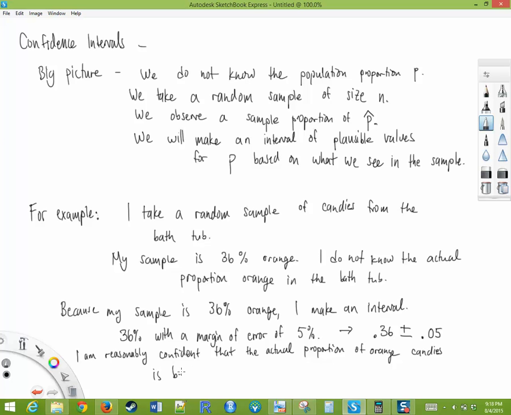is between... so what's 36% minus 5%, in percentage points? I would do 0.36 minus 0.05, so I would say between 0.31 and, on the upper end, what would I have? It would be 0.36 plus 0.05, so what would that give me? And 0.41 orange.